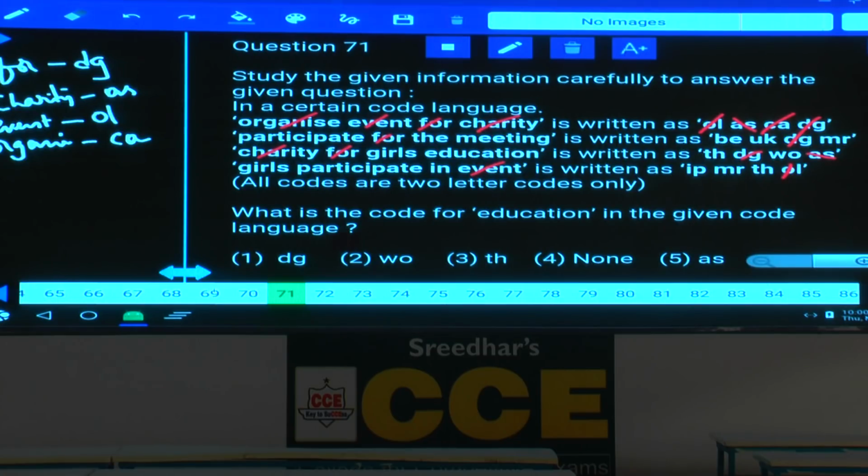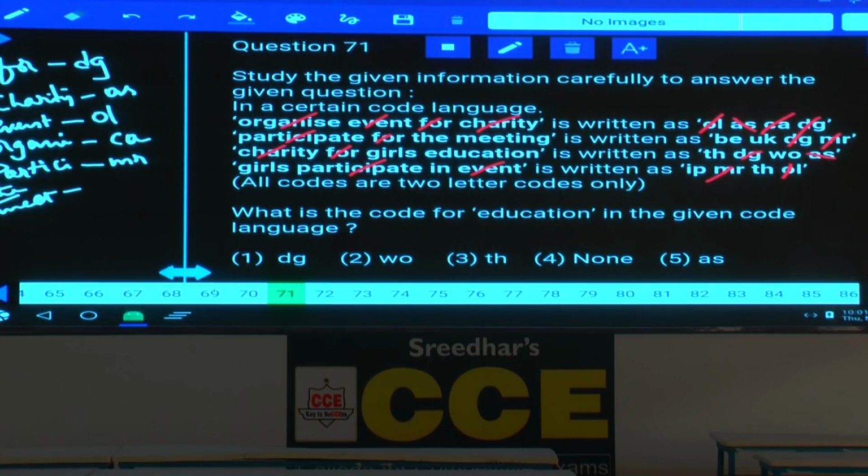Then coming to the second and the third, participate the meeting, girls and education. No word is common between these two. Then second and the fourth, participate is the word which is common here. As participate is common between these two, tell me the code which is common here, MR. And the code to the word participate is MR. And next one, the and meeting are the two words which are left over, and the codes BE and UK are left over.